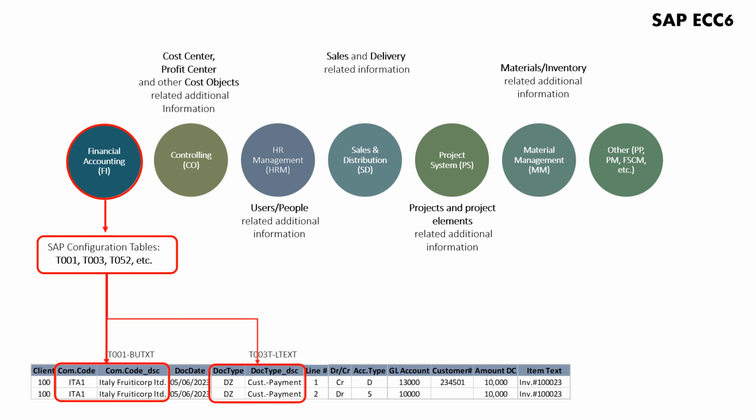In this case, to obtain the description of the company code, we refer to configuration table T001, using the field name for text of company code. Likewise, for the description of the document type, we bring in table T003 with the field name of document type. Both configuration tables are primarily associated with the FI and CO modules.